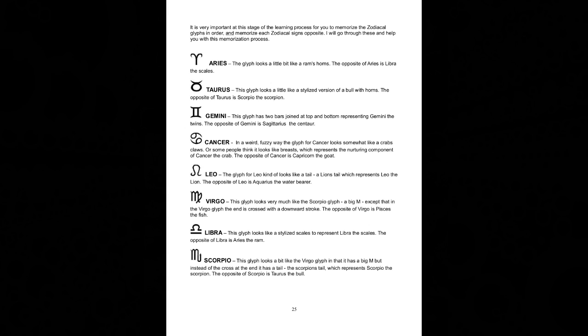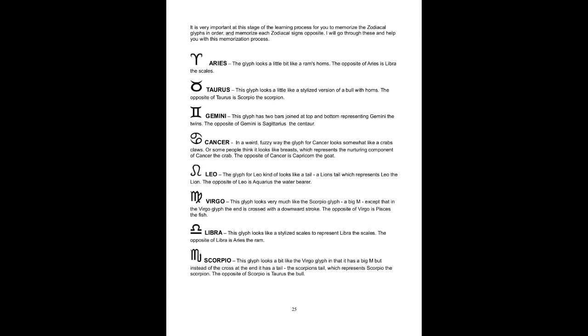This next glyph is Taurus. This glyph looks like a stylized version of a bull with horns. The opposite of Taurus is Scorpio, the scorpion. Gemini. This glyph has two bars joined at top and bottom, representing Gemini, the twins. The opposite of Gemini is Sagittarius, the centaur.